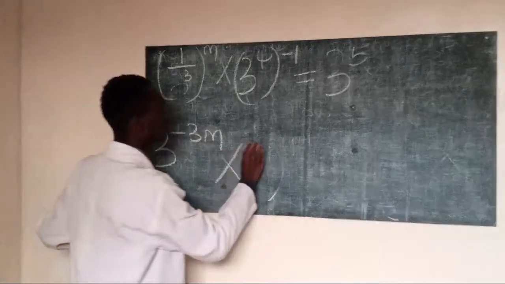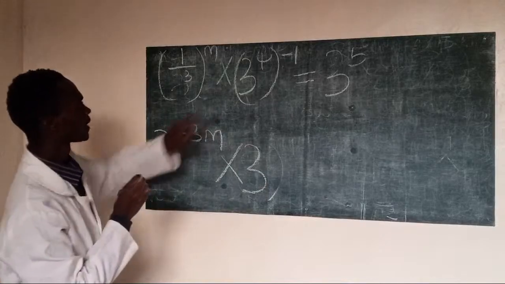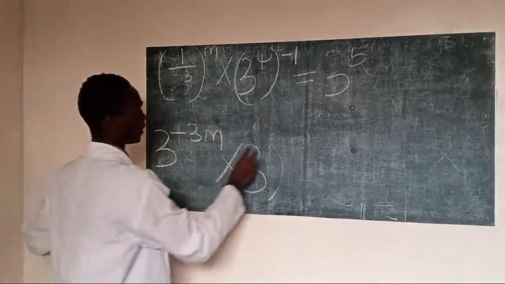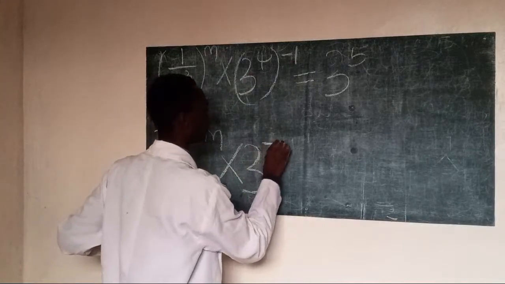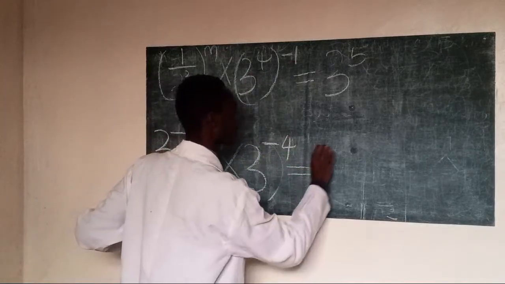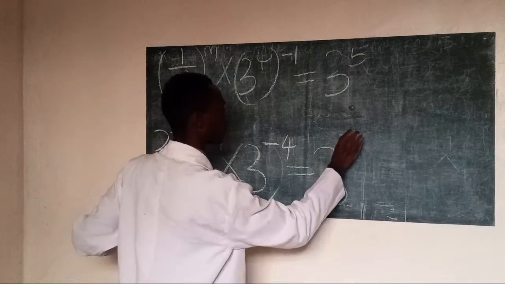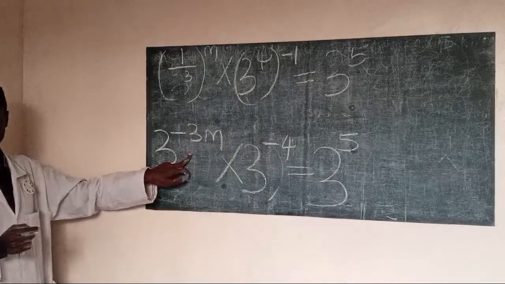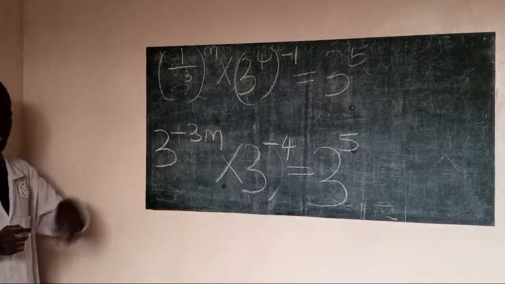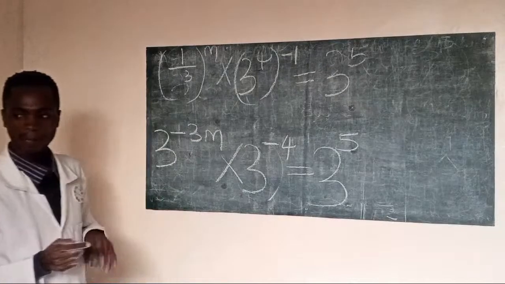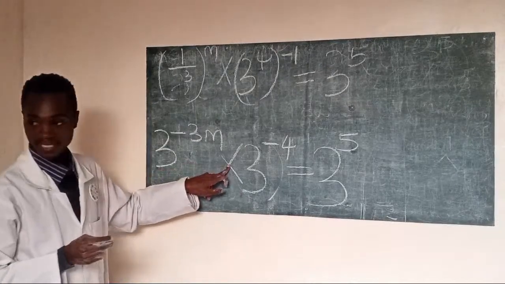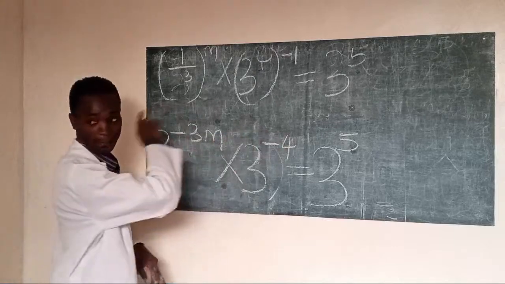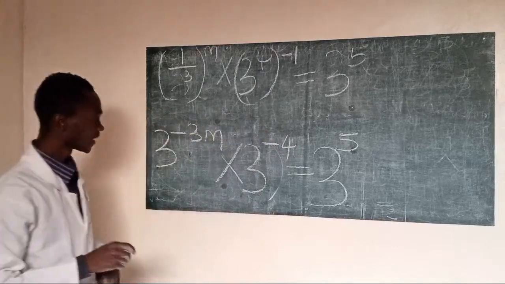Times 3. 4 times -1, -4. -4 is equals to 3, 5. Can I be able to solve for the value of m now? Yes, get the value of m. Now, when I'm getting the value of m, the times here becomes a plus when it comes to the power. So when I'm dealing with the powers, give me the value of m.